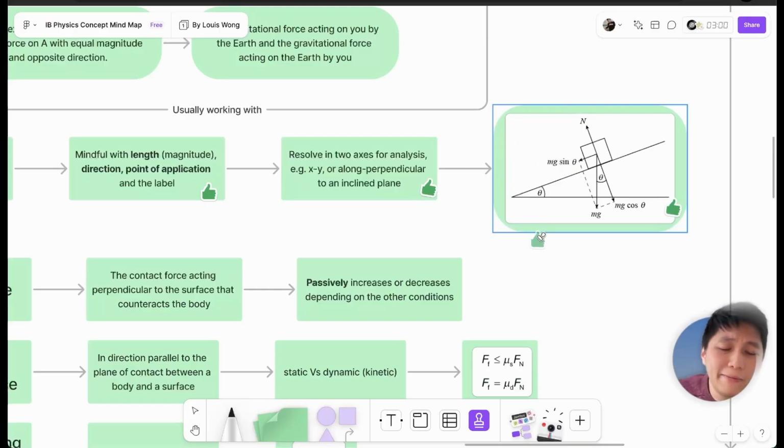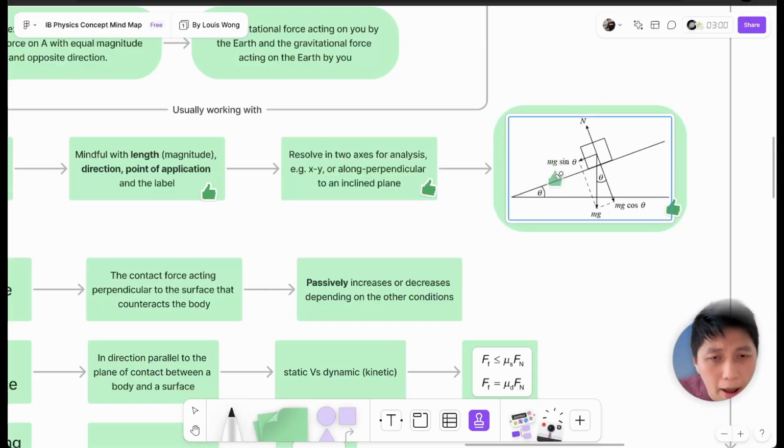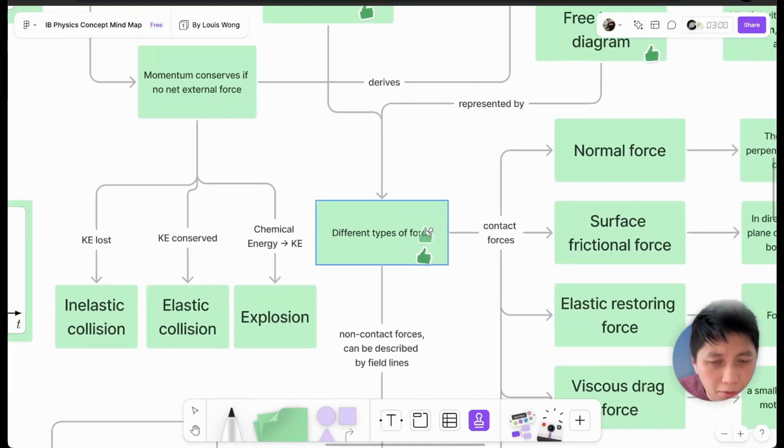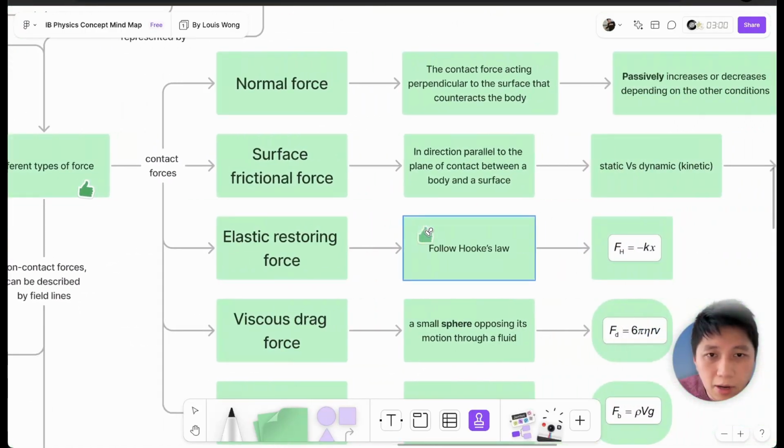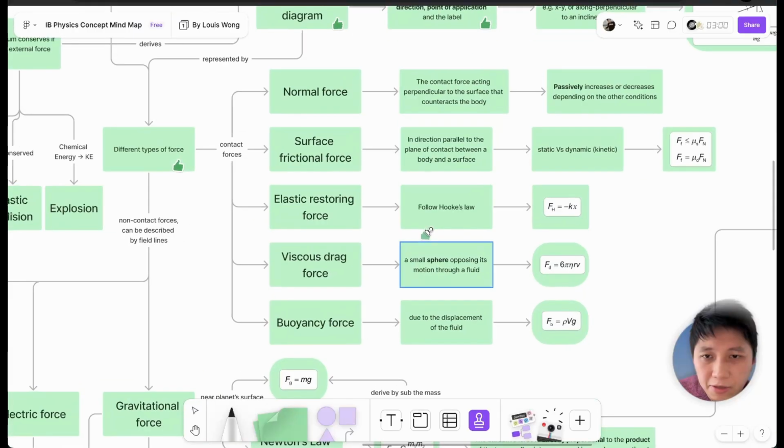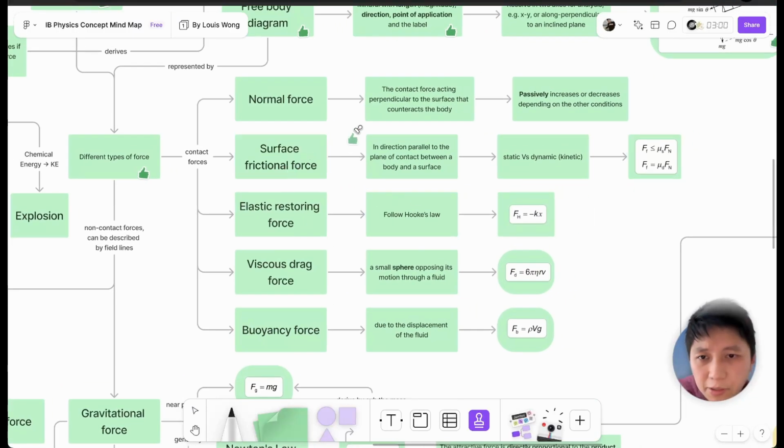Talking about the inclined plane, I recommend you memorize the result that mg sine theta goes along the plane, while the component perpendicular to the plane is mg cosine theta, if theta is the angle. Now going back to the types of forces, in IB they literally just throw at you different forces.